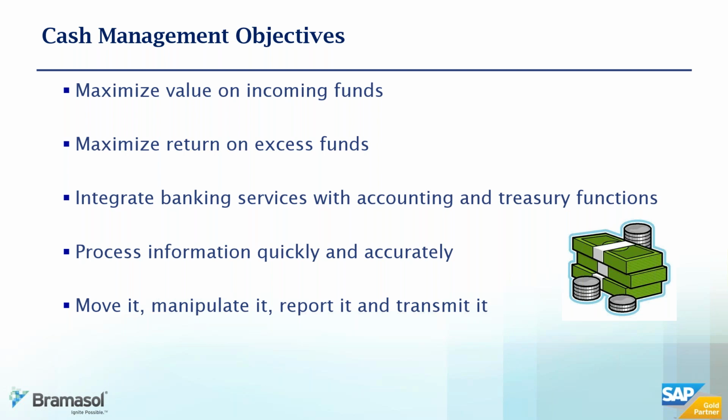The next thing is, obviously, we want to have an integrated banking facility. What does that mean? It means that you have your banks, you have your information, you want to make sure that that's integrated into your ERP system. Why? That's going to give you visibility, it's going to give you transparency, but more importantly, it's going to give you, as the next bullet says, the ability to process information quickly and accurately. And the last one, I like to talk about this because it says you move it, you manipulate it, you report it, and you transmit it. That's how the flowing of funds is going on at all times in an organization.